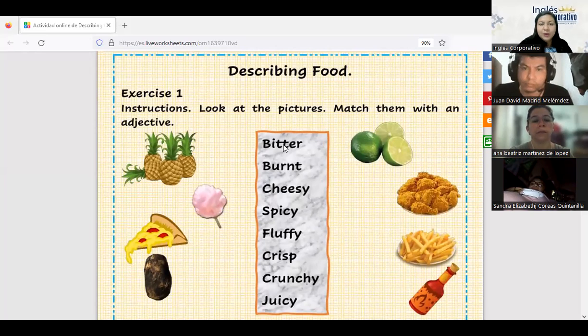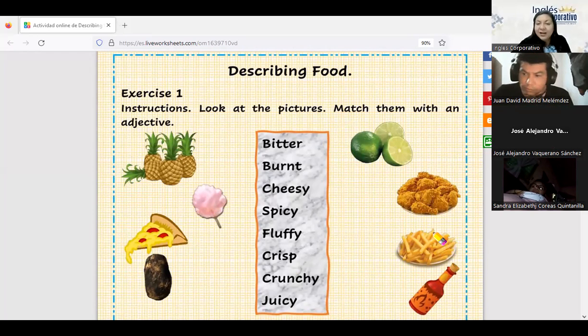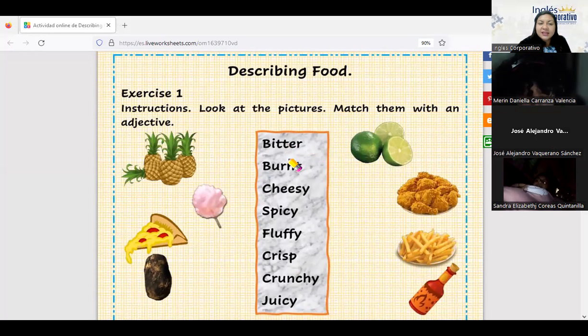For example, bitter. We have pineapples, cotton candy, pizza, a potato, lemons, chicken. What is this? Bitter is lemon. Okay, we have here French fries and the chili pepper. Okay, Peter says, someone said that it is the lemon. Okay.